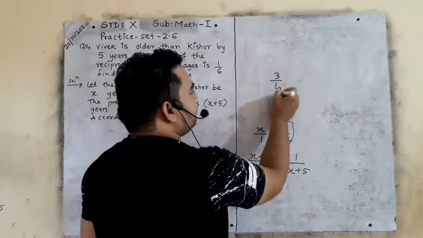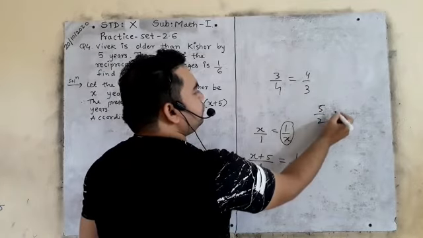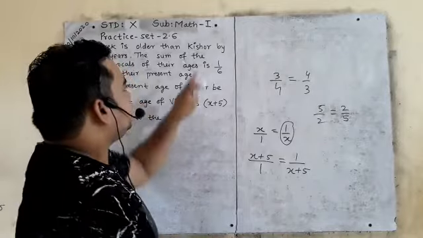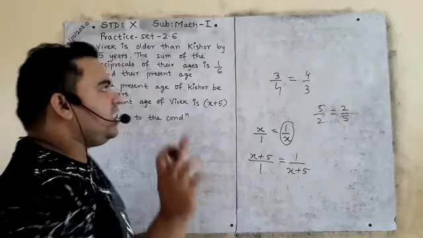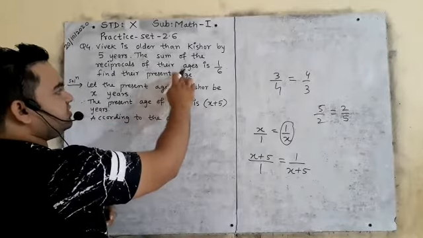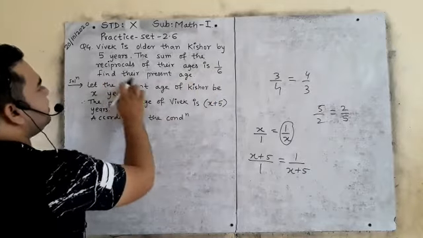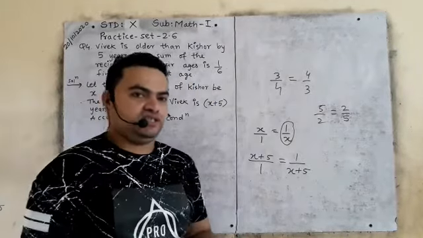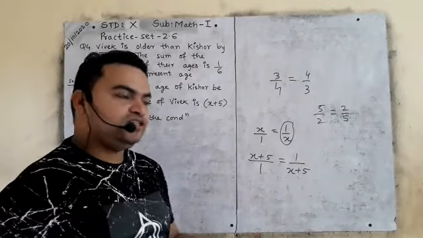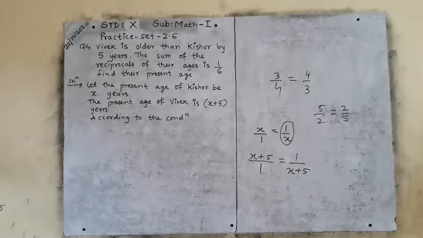See, 3 upon 4, what will be the reciprocal? 4 upon 3. 5 upon 2, what will be the reciprocal? 2 upon 5. I hope you understood. Sum means addition of the reciprocals of their ages, of Kishore and Vivek, is 1 upon 6. Find their present ages. We have to find the present age of Kishore and then the present age of Vivek. So pay your attention towards the board.